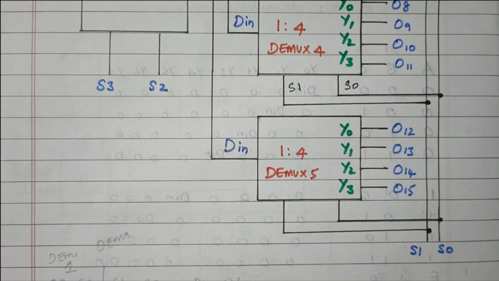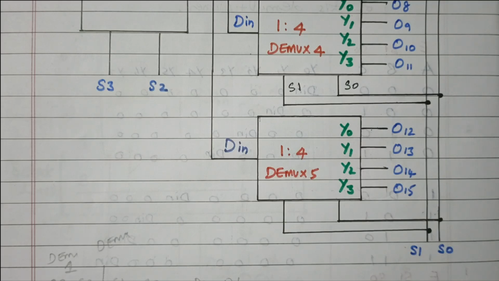Right. So we are having 4 dmux, so that we are getting 4 into 4, 16 outputs. That is controlled by one more dmux, a 1:4 dmux. That dmux is controlled by selection lines S3 and S2. These 4 dmux are controlled by the selection lines S0 and S1. Right. So that we are getting 16 different outputs.